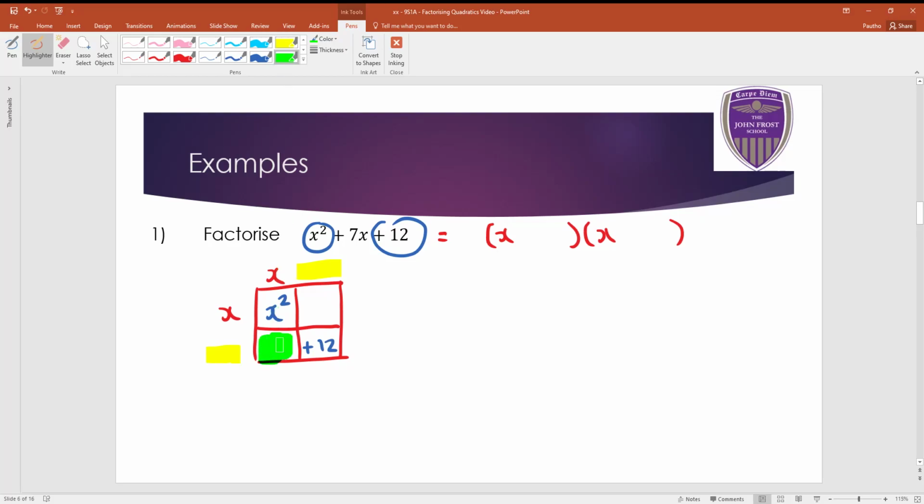And remember, they must give you two numbers here that add to make 7. Remember, because these green terms, these diagonal terms, always combine to make the middle term. So you could try, 12 is 6 times 2, but that wouldn't work. What works here, I think, is x plus 3 and x plus 4, because x times 3 is positive 3x, and x times 4 is positive 4x. And can you see that 4x add 3x is 7x? So we're good to go. We factorized it. x plus 3 times x plus 4. We've done it.